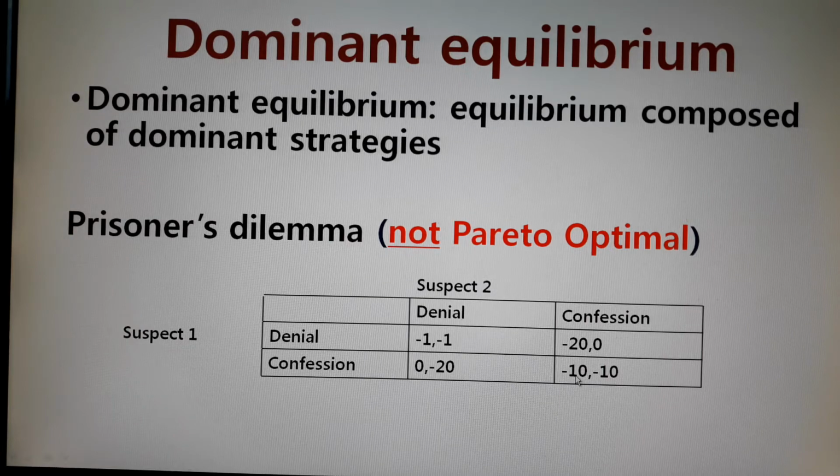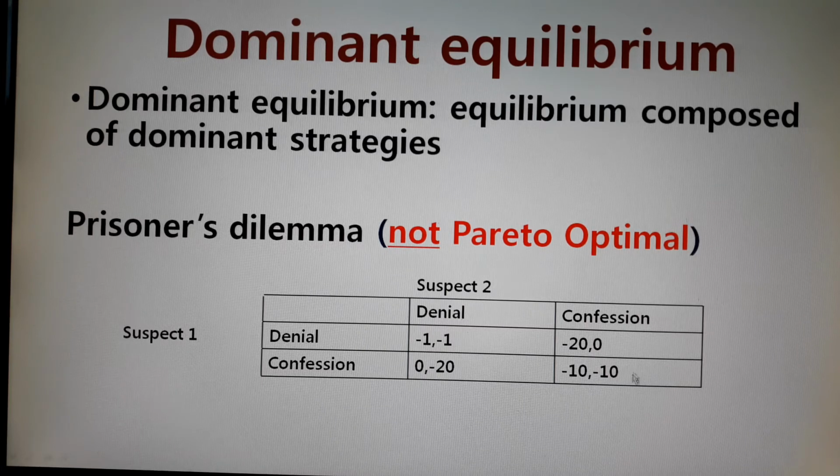Why? Because there's a possible choice, -1, -1. Each player, suspect 1 and suspect 2, their payoff increased by 9. So most of them would rather have -1, -1 instead of -10, -10, but they ended up choosing this. So we cannot say it's desirable. Compared to what? Compared to -20 and 0.